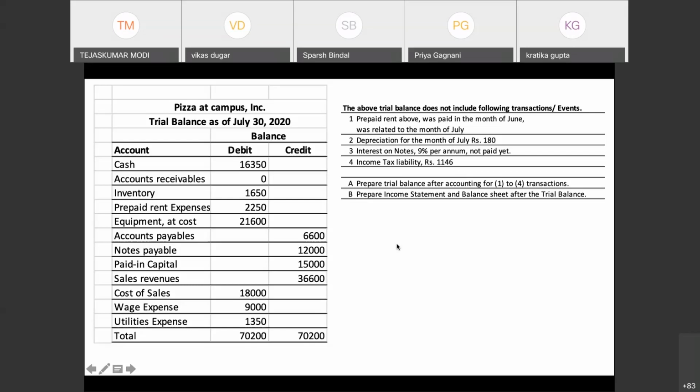Yes, your question, please ask me, beta. Sir, why are we dividing it by 12? We might have to pay it annually. In this case, even when you are going to pay annually, understand, we are preparing this income statement for how many months, beta? For this month only. So according to the accrual concept, should we capture the interest on notes or not? Of course, because we are using this money, right?